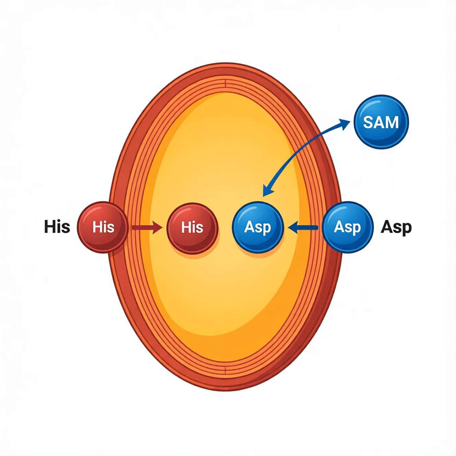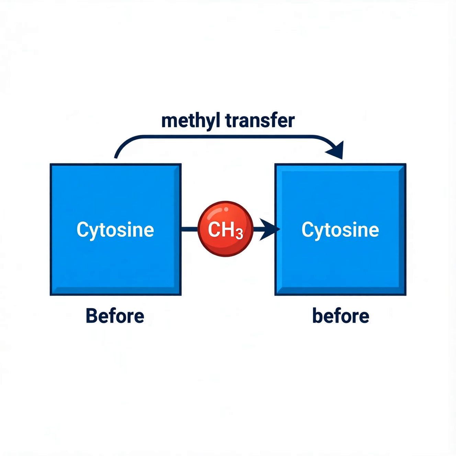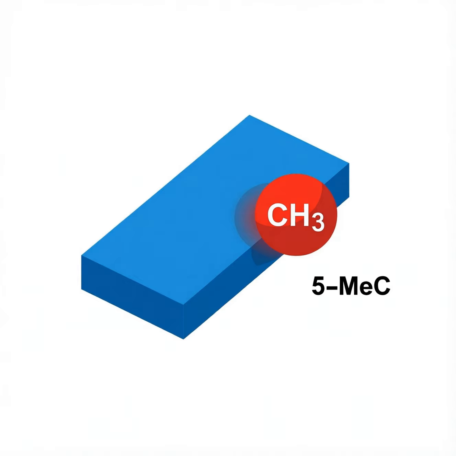The base is reoriented so that its N3 atom attacks the methyl carbon, creating a transient methylated intermediate. A conserved glutamate stabilizes the transition state and facilitates proton abstraction from cytosine. After methyl transfer, the covalent bond between cysteine and SAM breaks, releasing S-adenosyl homocysteine. The enzyme then reverts to its original conformation, allowing the DNA strand to return to its helical structure.